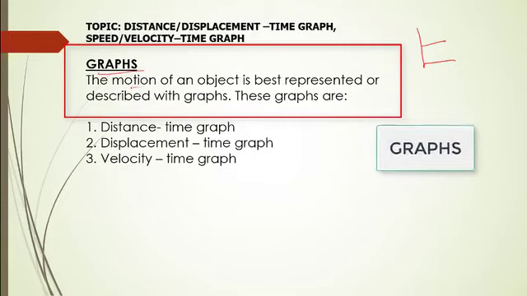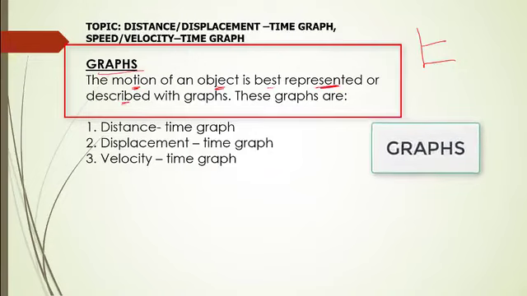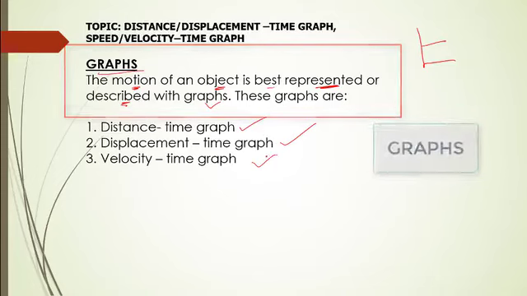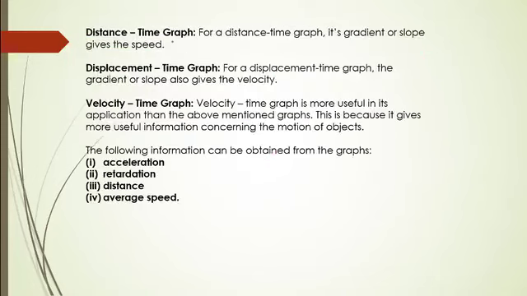Now, when it comes to the motion of an object, in physics, the motion of an object is best represented or described using graphs. When it comes to the motion of objects, we have three main graphs in question. The first is the distance time graph, the second one is the displacement time graph, and the third one is the velocity time graph. Now let's analyze them one after the other.